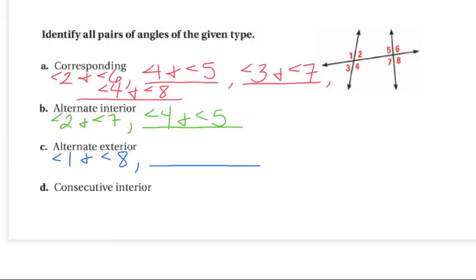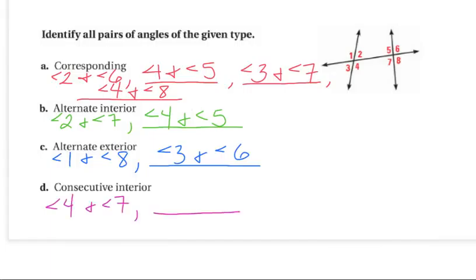For the last one, consecutive interior, we know interior again is using these 4 inside angles. Consecutive, the other name for that could be inside or same side. So it's the same side of the transversal line. One pair would be 4 and 7, so that's the pair of consecutive interior angles, and I want you to find the other pair. The other set of angles should be angle 2 and angle 5.